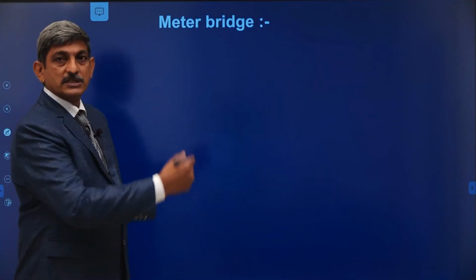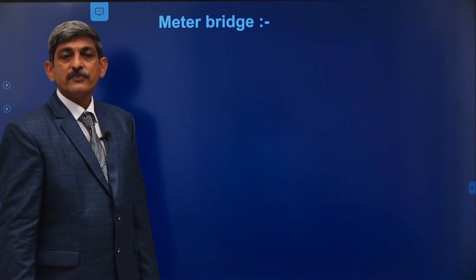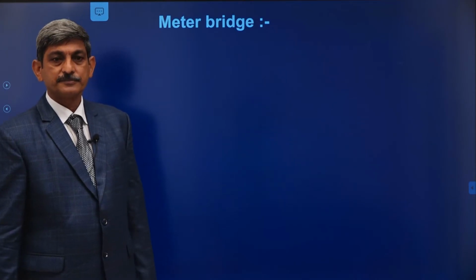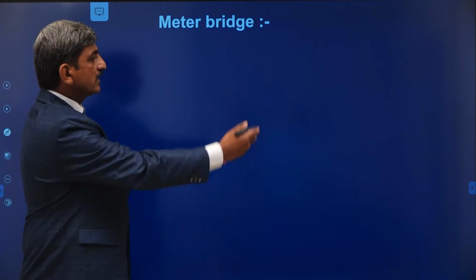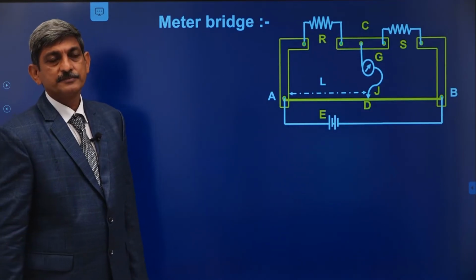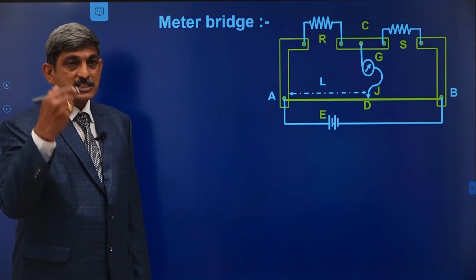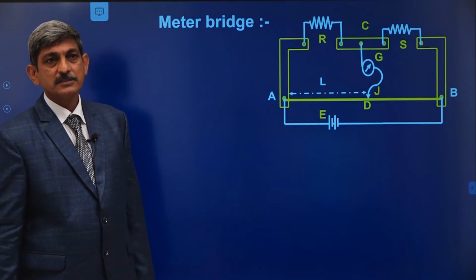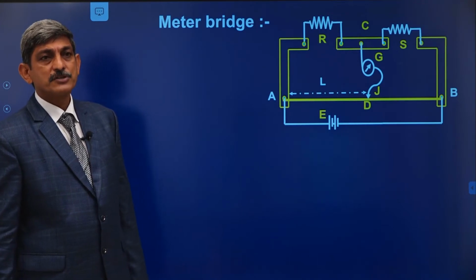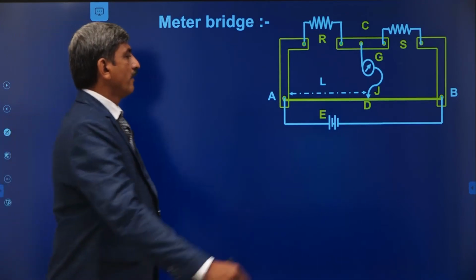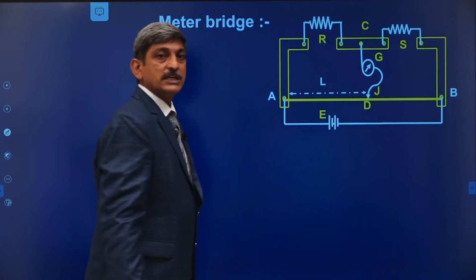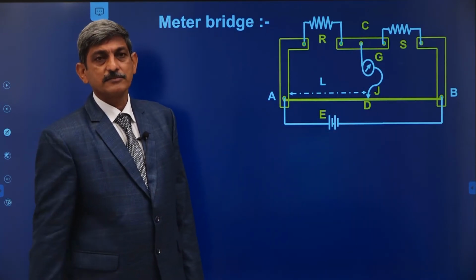Now come to the second topic of today's session, that is the Meter bridge. Look at the screen, what we studied in the Meter bridge. Let us recall the concept of the Meter bridge. This Meter bridge is the practical application of the Wheatstone bridge. Whenever the current passing through the galvanometer is 0, then the Meter bridge is said to be balanced.